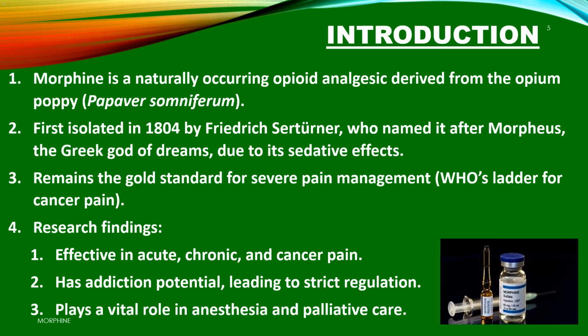4. Research findings. Studies have consistently shown that morphine is effective in managing various types of pain, including acute, chronic, and cancer pain, making it a versatile and valuable medication. 5. Addiction potential. Morphine has a significant potential for addiction, which has led to strict regulation and careful prescribing practices to minimize the risk of dependence and abuse. 6. Role in anesthesia and palliative care. Morphine plays a vital role in anesthesia and palliative care, where its potent analgesic effects are used to provide relief from severe pain and improve the quality of life for patients with terminal illnesses.